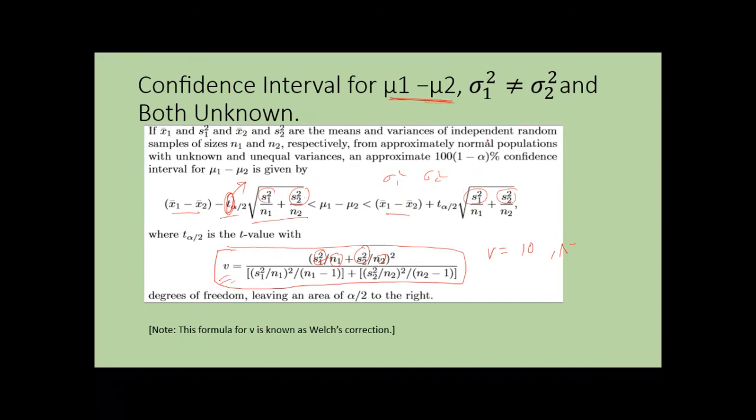So for case 3, sometimes if time permits, you will be given time to solve and find v, the degrees of freedom. Otherwise, if we want to give the problem for a few minutes, we will give the degrees of freedom, right? This formula for v is known as Welch's correction.